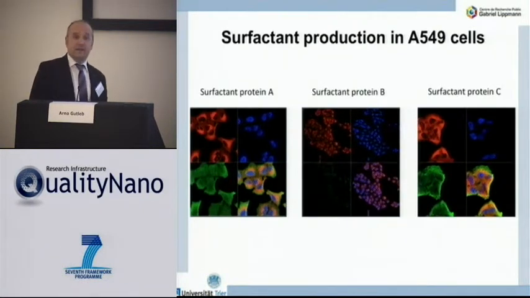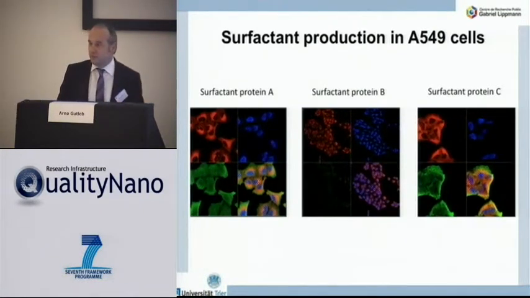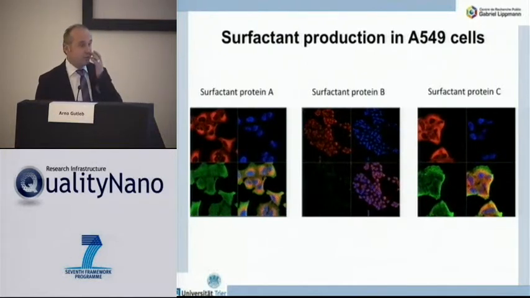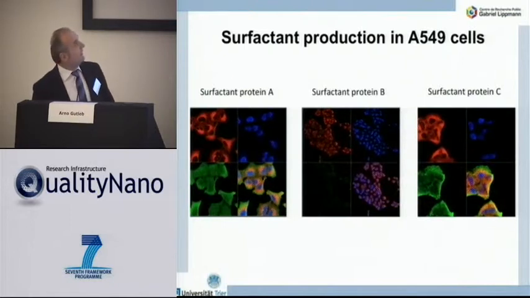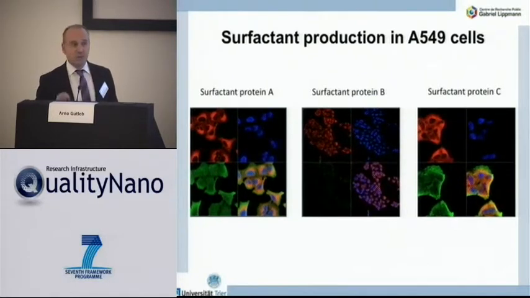Surfactant. We wanted to know, do our cells produce surfactant? This is an immune staining of surfactant protein A, B, and C. And you see A and B in green marked are highly expressed, while in C there are only a few tiny shades. But we definitely have surfactant protein A and C in our system.